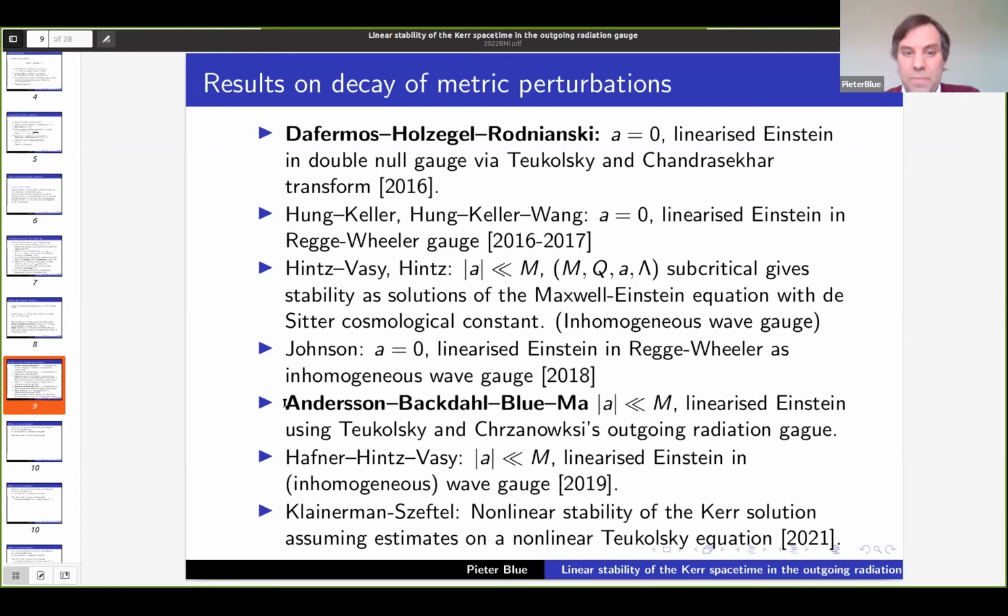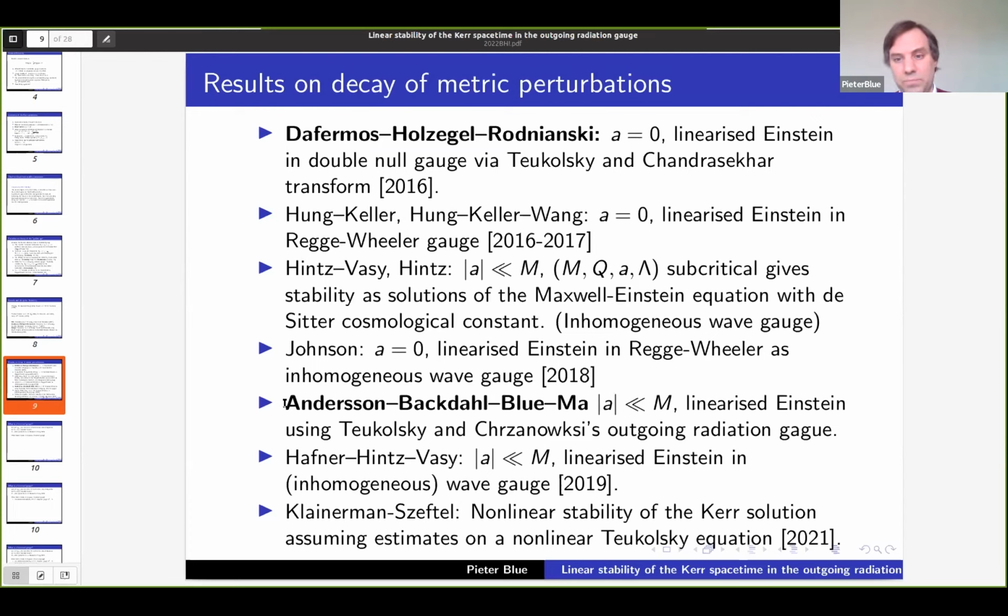And about the same time, Häfner, Hintz, and Vasy proved a similar result using an inhomogeneous wave gauge. More recently, last year, Klainerman and Szeftel have a very long, I think 800 pages or so, paper on the nonlinear stability of the Kerr. So not just linear, but the full nonlinear stability of the Kerr solution, assuming there are estimates on the nonlinear Teukolsky equation, as I understand it.